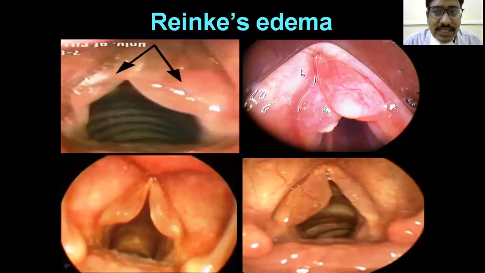Why? It is a generalized swelling. The vocal cords have generalized swelling, not localized swelling like your vocal nodule or vocal polyp. The swelling extends from the anterior commissure to the posterior commissure. So it is a generalized swelling.